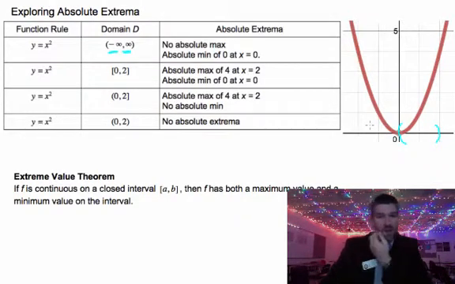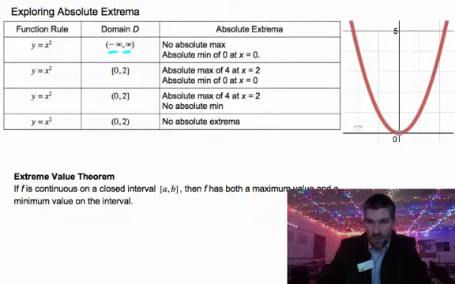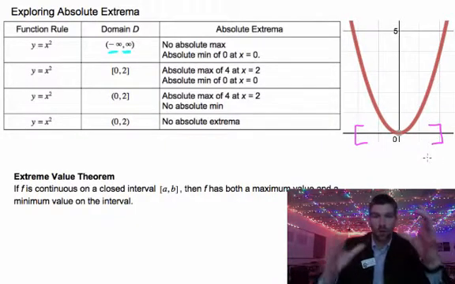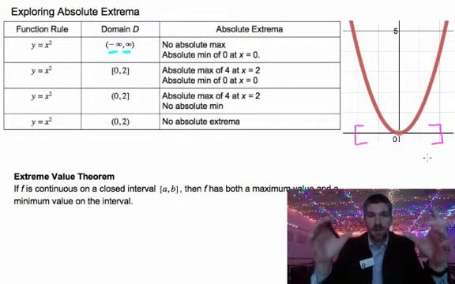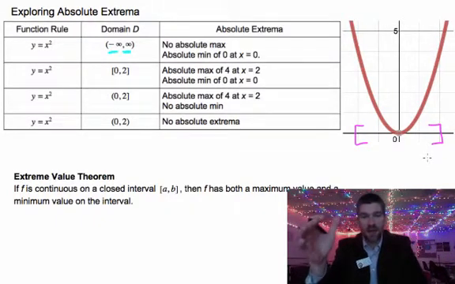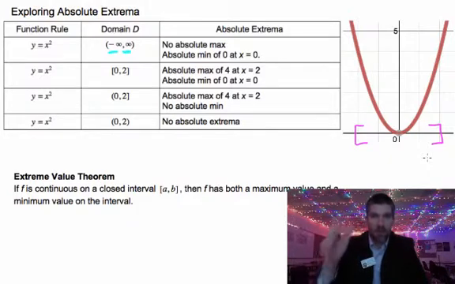Here's what the extreme value theorem says, and it ties in with all of this: if f is continuous on a closed interval, so think about what we just talked about, and let's look at this graph. If I go from here to here, I have a closed interval, including the endpoints, then f will have both a maximum value and a minimum value on that interval, and it doesn't matter where it's at.